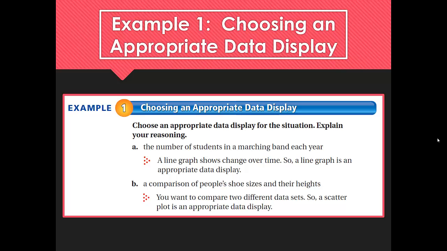For B, we have a comparison of people's shoe sizes and their heights. What we want to look at on this one is that we have two different data sets. So we want to compare two different data sets. So a scatter plot is an appropriate data display.